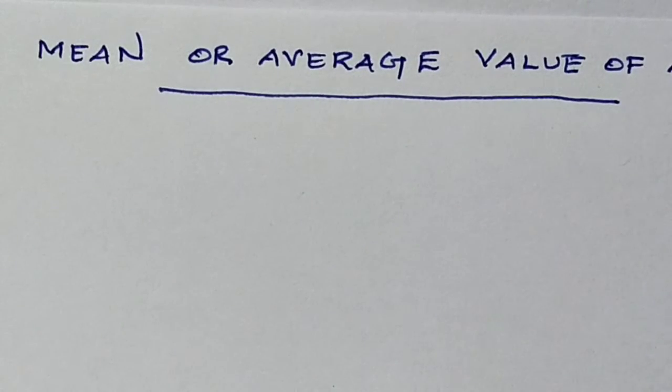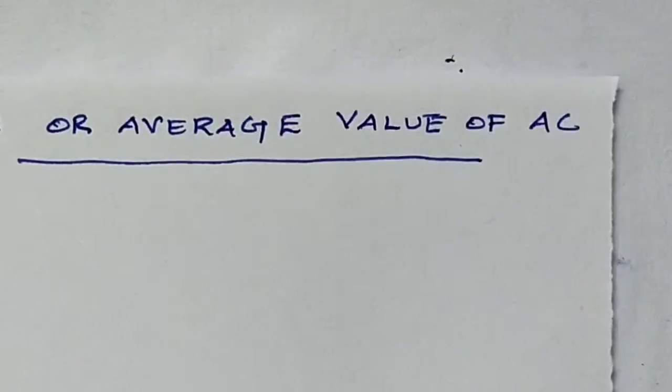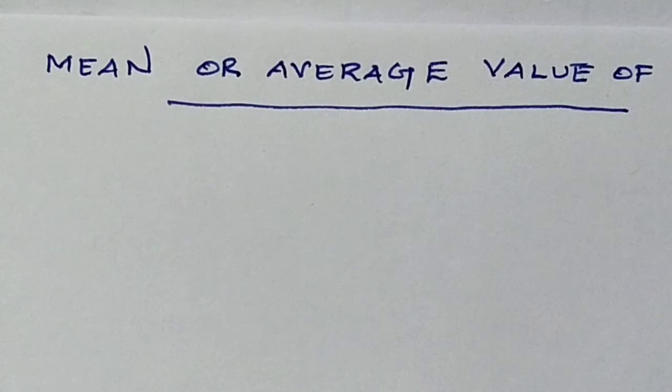Now moving to the mean or average value of the AC. Already we know the alternating current means its polarity keeps changing. The average over one complete cycle is 0, so we cannot read it on the ammeter.